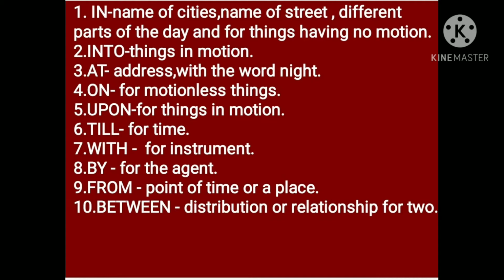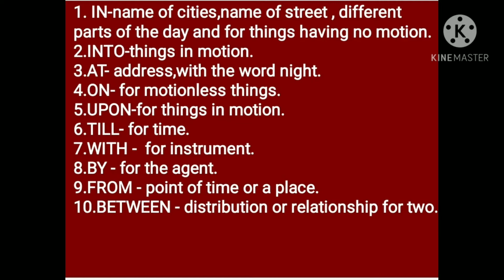Next one is from. From is used for indicating a point of time or place. For example, they will be in Delhi from 10 a.m. onwards. He will arrive from Lucknow. It is denoting both time, from 10 a.m., and it is also denoting from Lucknow, that is place.